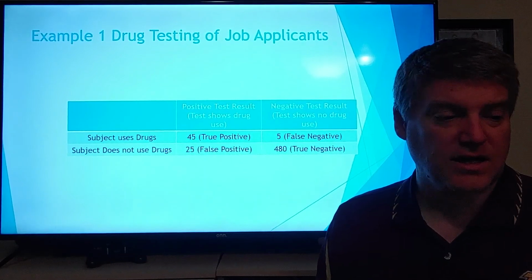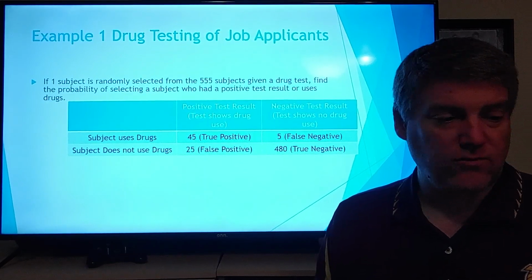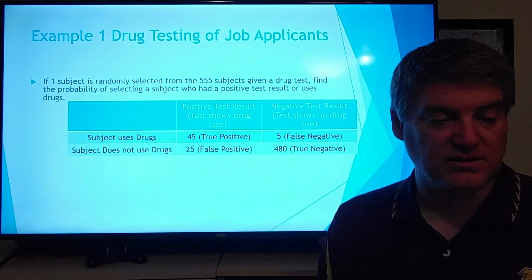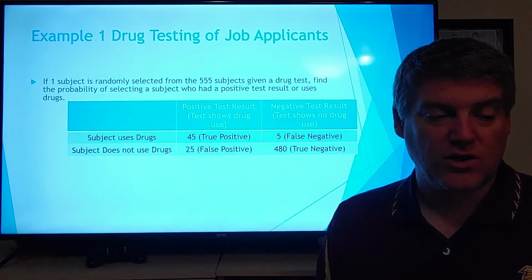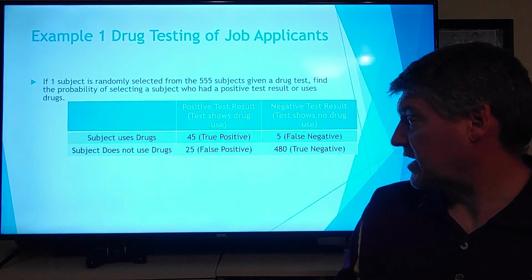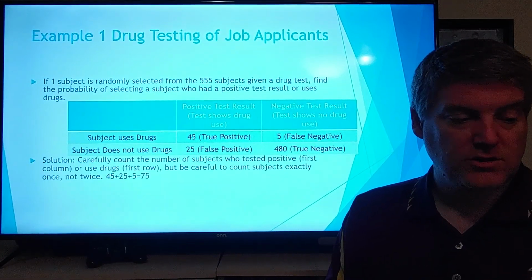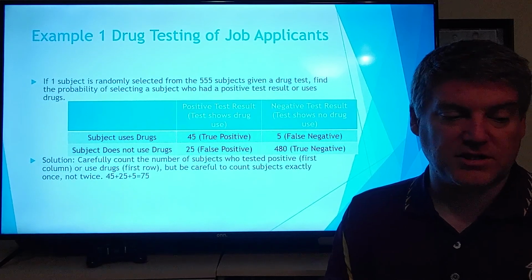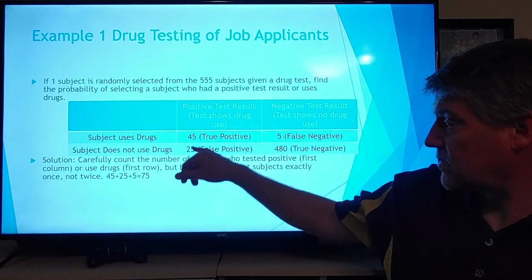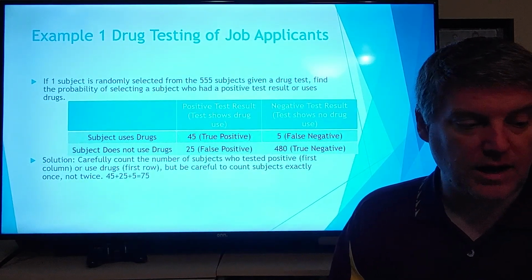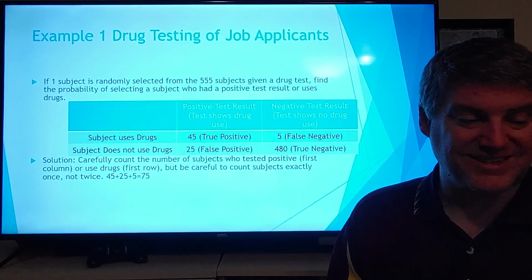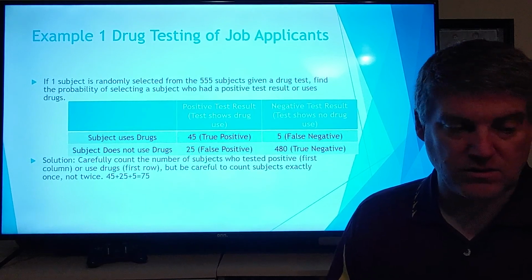Example 1, drug testing of job applicants. If one subject is randomly selected from the 555 subjects given a drug test, find the probability of selecting a subject who had a positive test result or uses drugs. So here's our information here. Solution: carefully count the number of subjects who tested positive, first column. So here's our positive. Or use drugs, the first row, but be careful to count subjects exactly once, not twice.